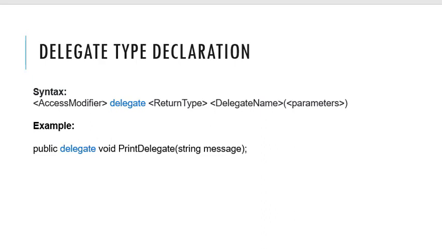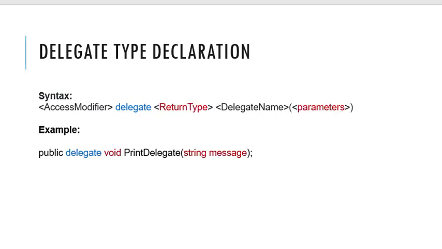Here is the syntax of delegate type declaration. You write the access modifier, then the delegate keyword, then the return type, then the delegate type name, and then the list of parameters in parentheses. It pretty much looks like a method declaration, except there is no implementation block and the delegate keyword is used after the access modifier. The return type and parameters specify the form of methods that the delegate will accept.